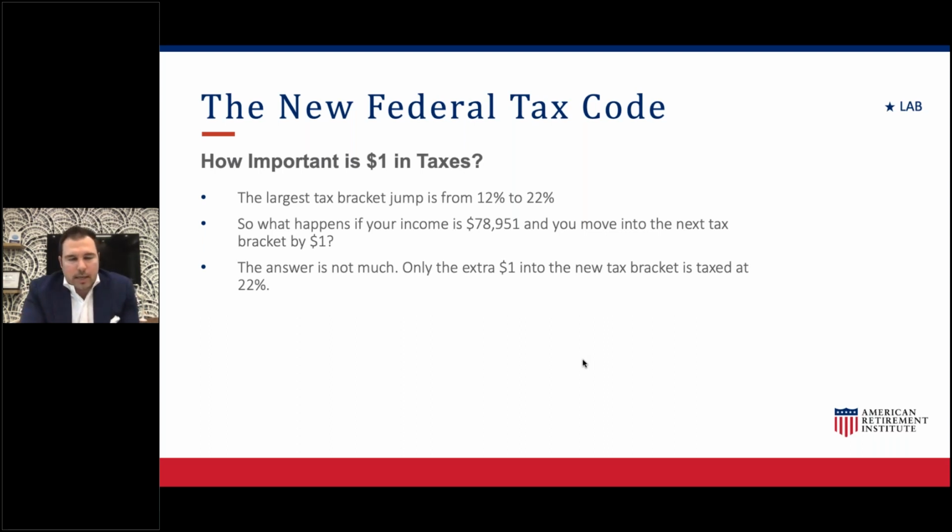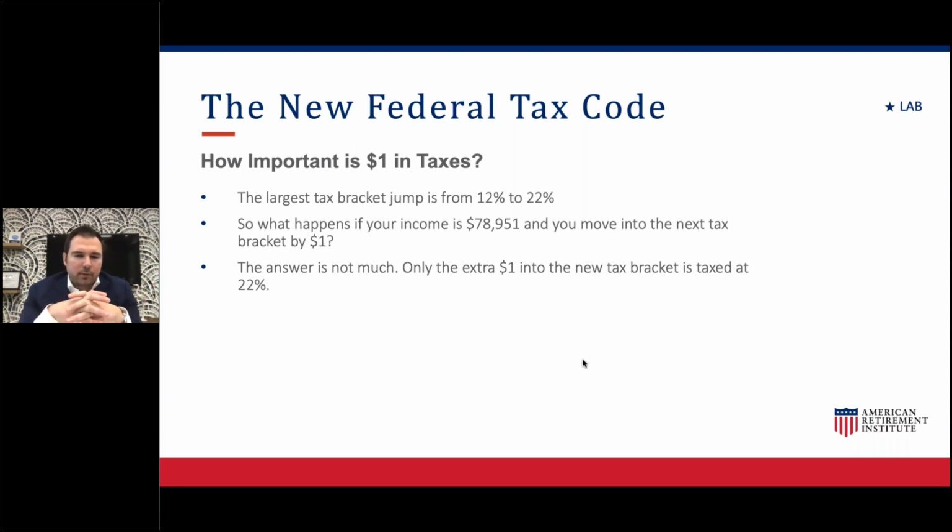For example, this is a classic example right here. How important is just one extra dollar in income, and how would that affect your taxes? Well, the largest tax bracket jump is from 12% to 22%. So what would happen if your income is $78,951, which is the top dollar in the 12% bracket, and then you make one extra dollar? What would happen? Would that bump you up into the 22% bracket?